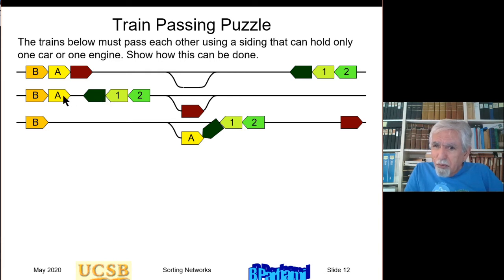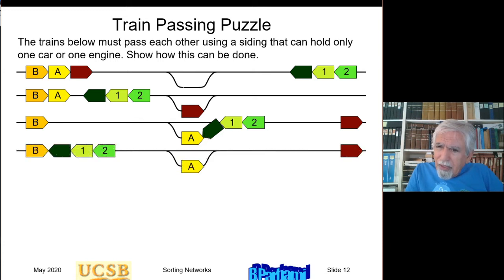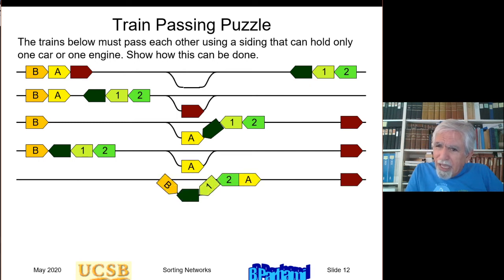The green engine pulls the A car, so detach A from the rest of the train, pulls the car into the siding, and emerges from the other side. So leaves the car A in the siding. And then goes to the other side and pushes A out while pulling B into the siding. So pulls B into the siding, pushes A out all the way to the engine. A gets connected to its engine.